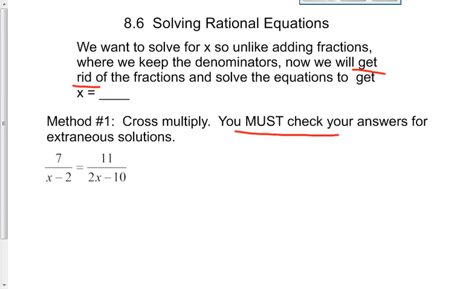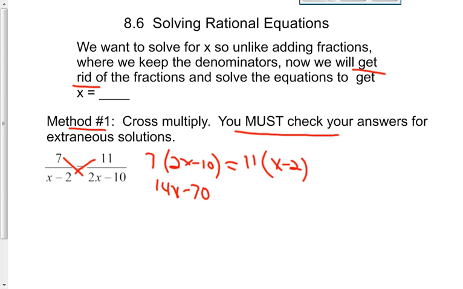Now, there are two types of equations you're going to see. Method number one: if you have just one fraction on the left and one fraction on the right, these are the easiest ones to solve. All you need to do is cross multiply. 7 times 2x minus 10 can be set equal to 11 times x minus 2. Then it's just simple solving.